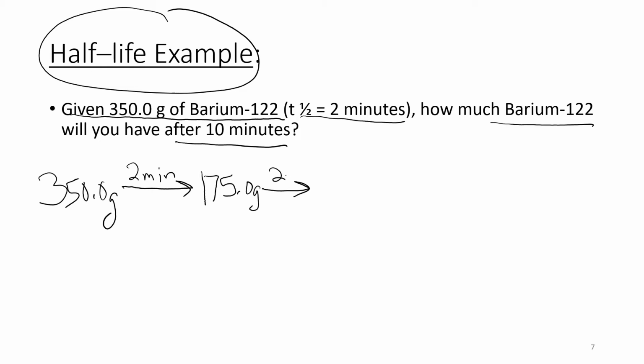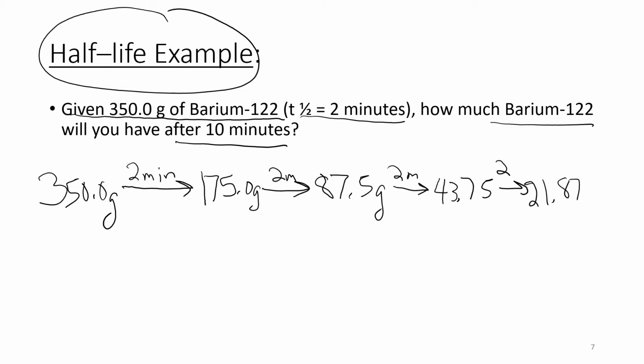Another 2 minutes go by. We divide our number in half, 175 divided by 2, and we get 87.5 grams. Another 2 minutes go by. 87.5 divided by 2 gives me 43.75. Another 2 minutes, so far we've gone 8 minutes. We have half of that number, which is 21.875 grams. We're going to have to curve down here.